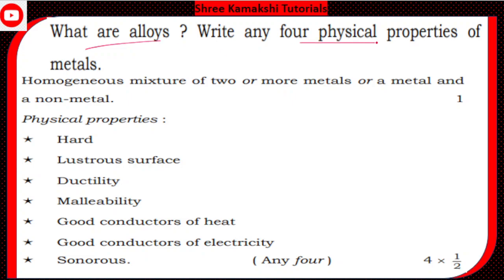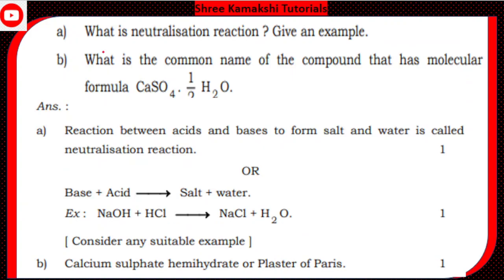Write any 4 physical properties of metals. A homogeneous mixture of 2 or more metals, or metals and non-metals, is called an alloy. Their physical properties are hard, lustrous surface, ductility, malleability, good conductor of heat, good conductor of electricity, and sonorous. Understand, students? The next question is, what is a neutralization reaction?